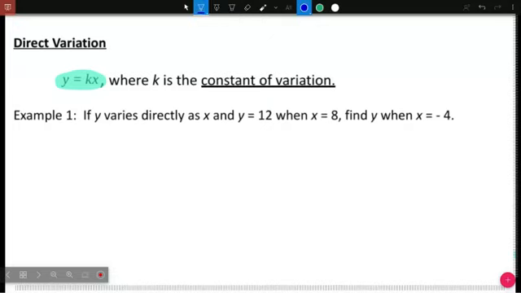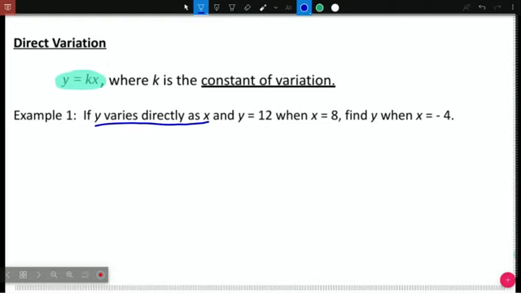So let's take a look at our first example here. It says if y varies directly as x, so right here is the indicator that we are going to be using a direct variation equation, that we have a direct variation situation. And y equals 12 when x equals 8. Find y when x equals negative 4.